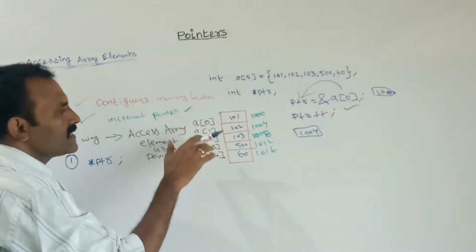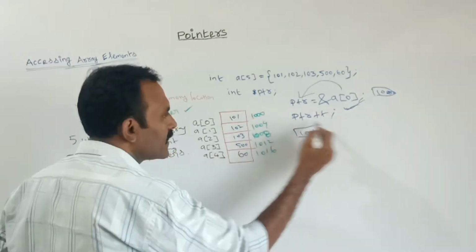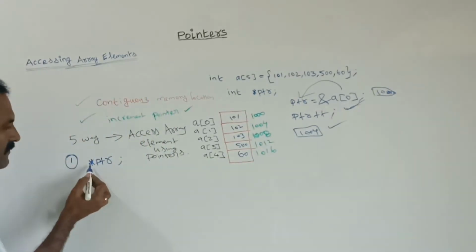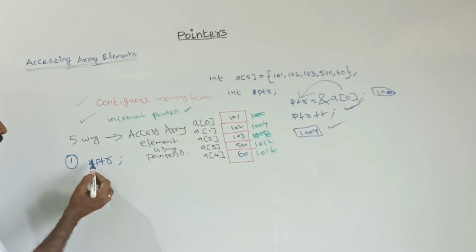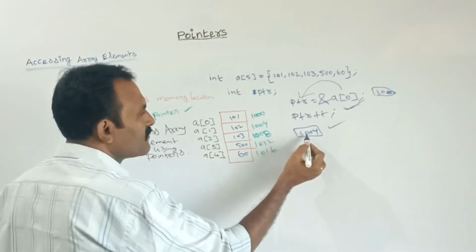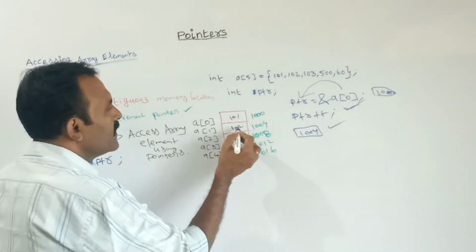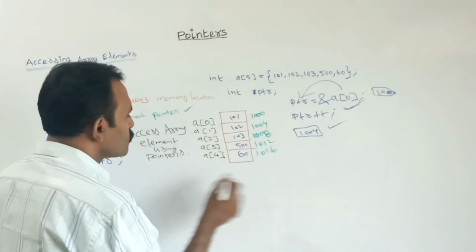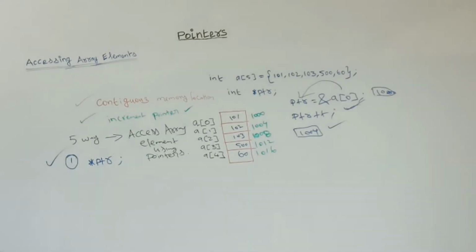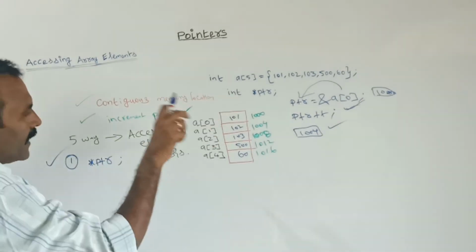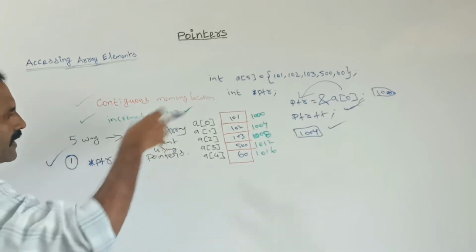All this we saw in the last class. So now currently, after incrementing, ptr has 1004. If I give *ptr and print it, the current value of the pointer variable is 1004. So what is the value at 1004? It is 102, so it will print 102. So this is one way. By using this pointer variable we can access the array element.